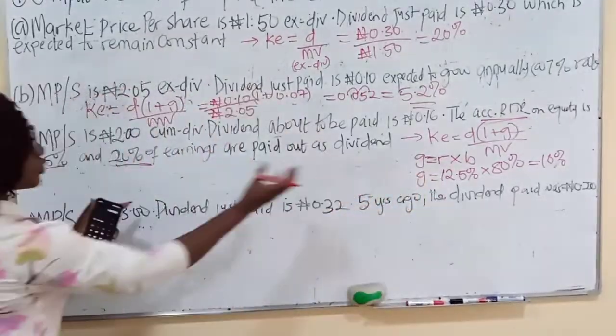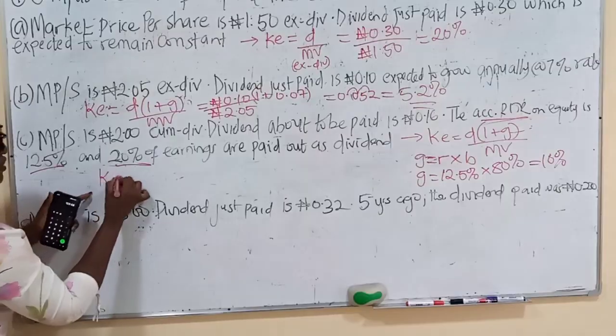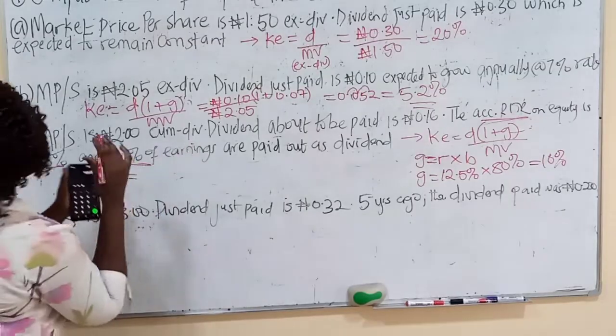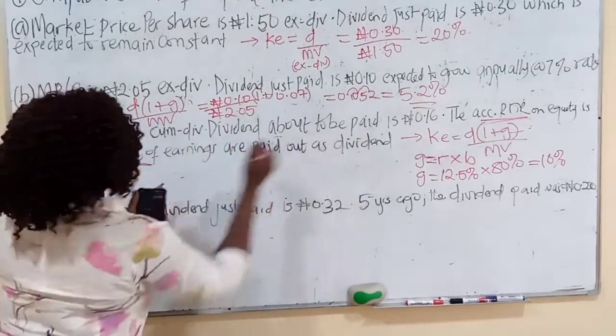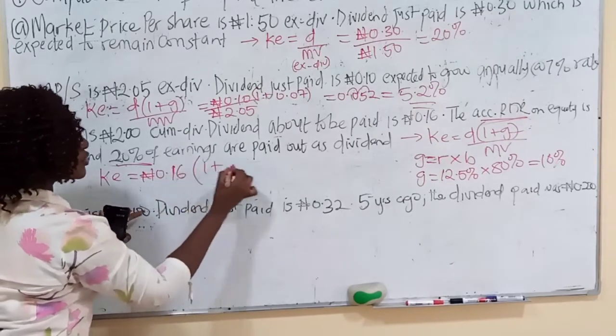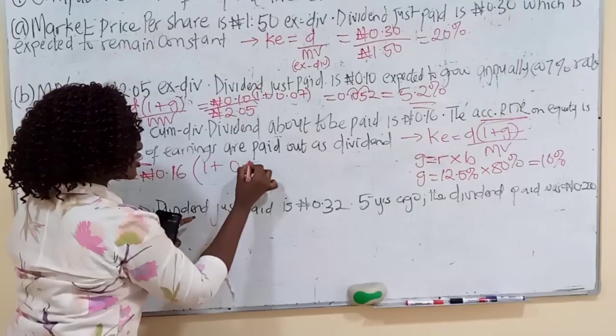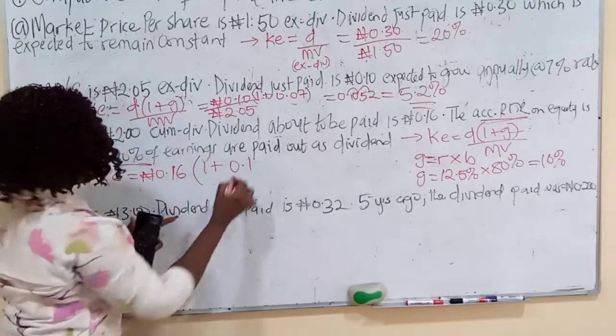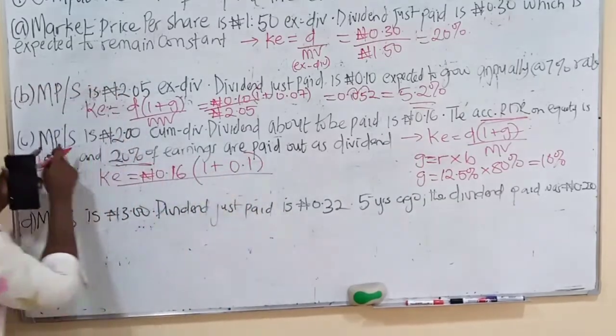Okay, so you bring that growth of 10% into your formula that says cost of equity equals dividend, where it is 0.16, into 1 plus growth rate 10%, which is 0.1, over, what is the market price per share?